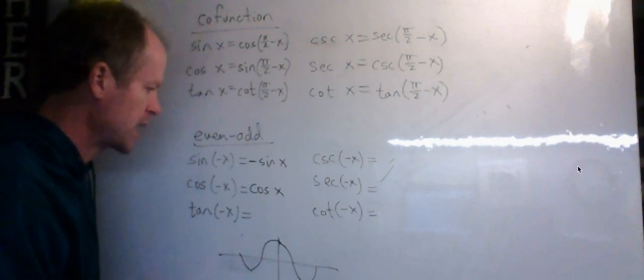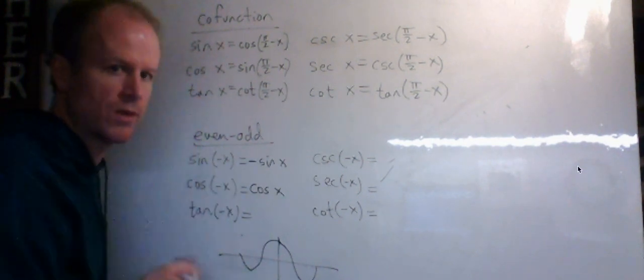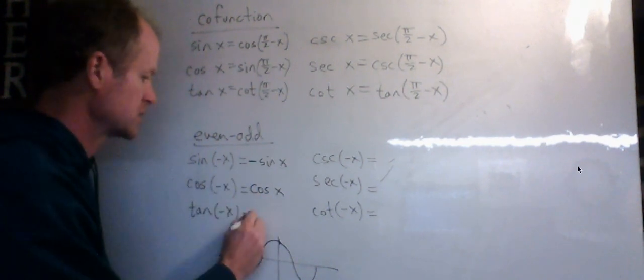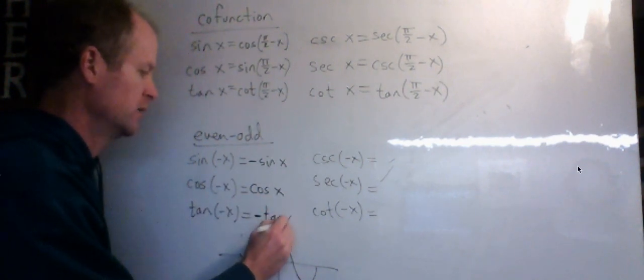Tangent is a combination of the two. Remember, that's sine over cosine, so the negative is going to stay there from this one. So this is negative tan of x.